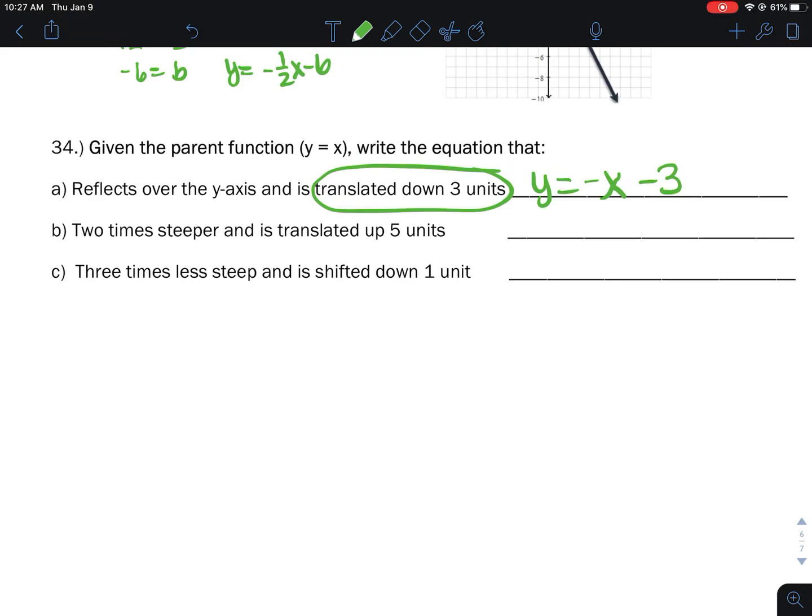And then the last, 2 times steeper, and translated up 5, twice as steep. Less steep means divide or fraction, because we want our line to be flatter. So this will be 1/3 x minus 1. Okay, that was a lot.